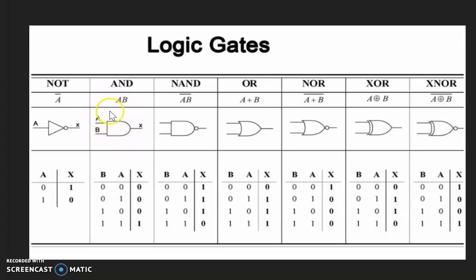The next one in the line is an AND gate. What this does is it compares the two inputs, A and B, to determine some sort of logical function. And says that this has to be true and this has to be true in order for this to be true. And you can see from the truth table that if A is false and B is false, then X is false. If B is false and A is true, X is still false. The only state where X is true is when A and B are both true.